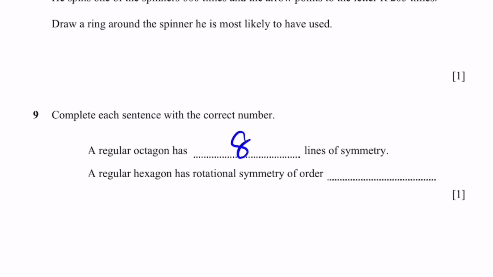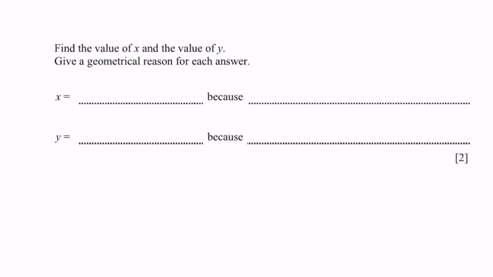A regular hexagon has rotational symmetry of order dash. Since it's a regular polygon, it will have the same rotational symmetry as the number of sides. So the number of sides is 6, and rotational symmetry is order 6. So that will be our answer. Now we can go to question 10.